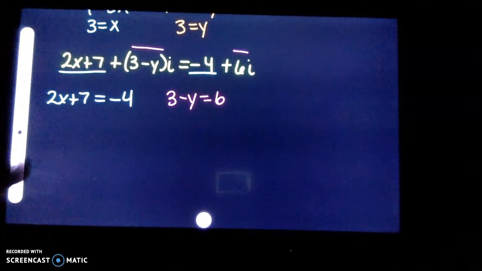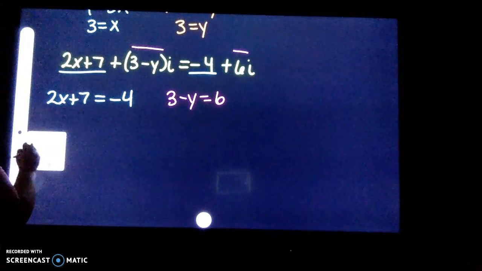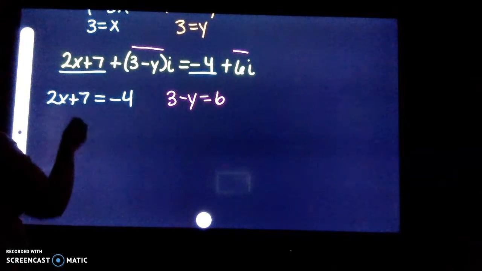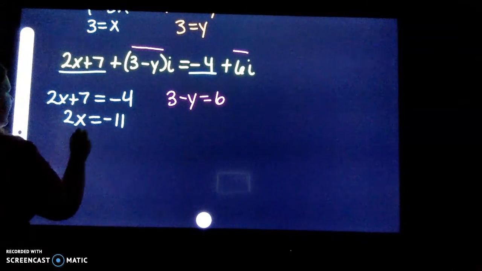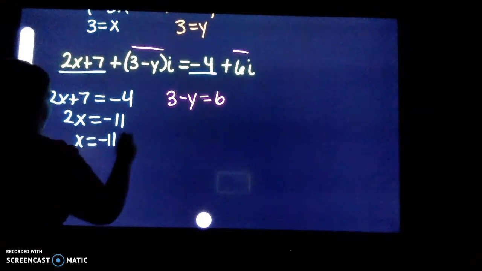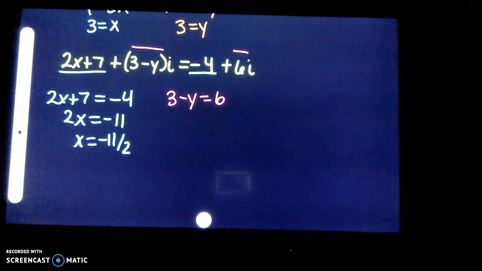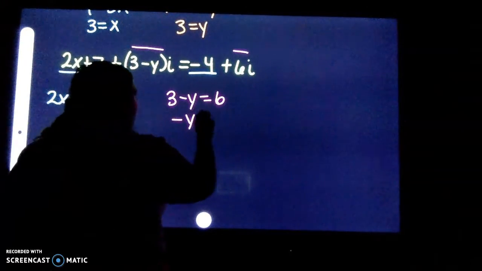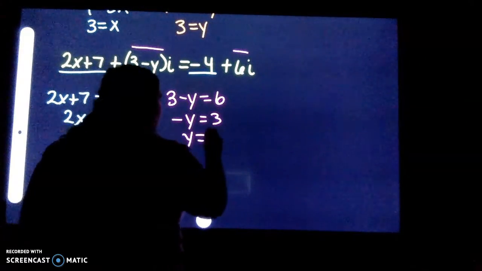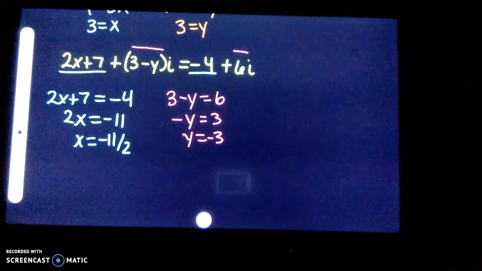From here, I just go ahead and start simplifying and solving for my variables. So here I'm going to go ahead and subtract the 7 over. I get 2x equals negative 11, divide each side by 2, and I get x is equal to negative 11 over 2. I need to do the same thing with my y's. So I subtract the 3 over, I get negative y equals 3, which means y equals negative 3.